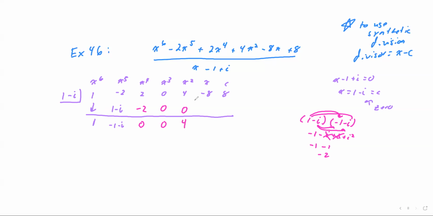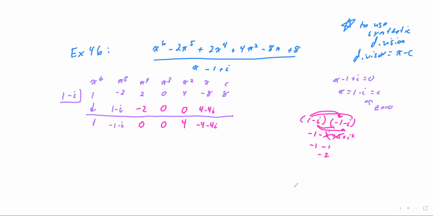4 times 1 minus i, you would distribute that out. So that would be 4 minus 4i. So 4 times 1, 4 times negative i. And then we get negative 8, and we combine it with this one. So negative 8 will only combine with negative 4. So that'd give me negative 4 minus 4i. Right? Now we take this and we have to distribute that one.